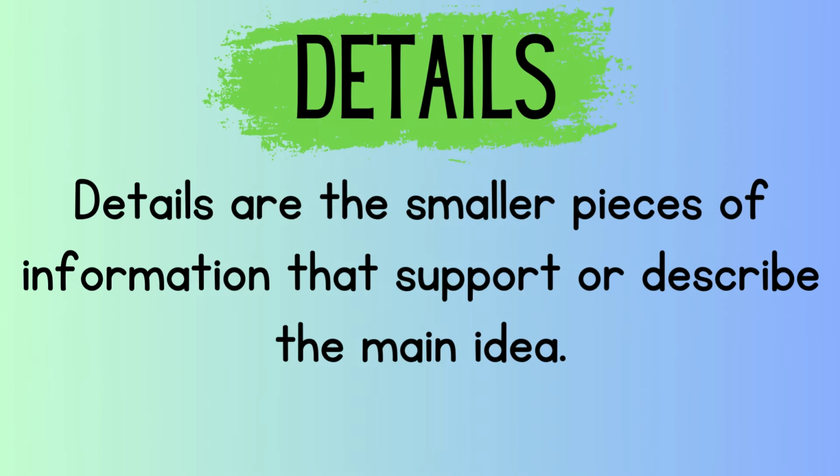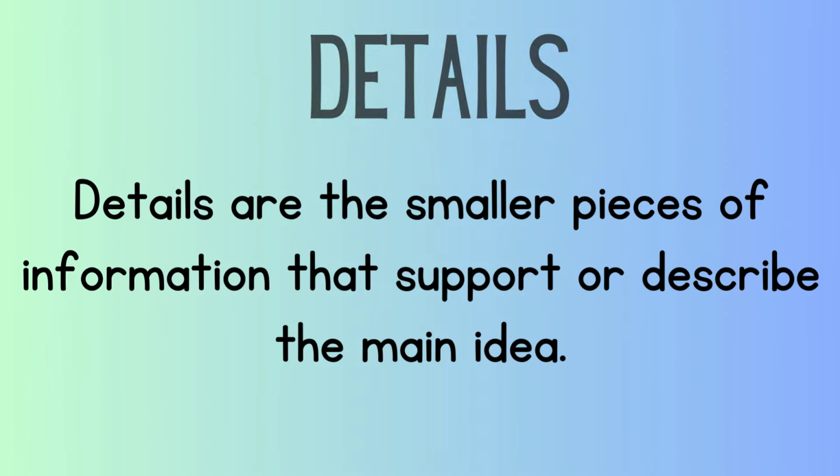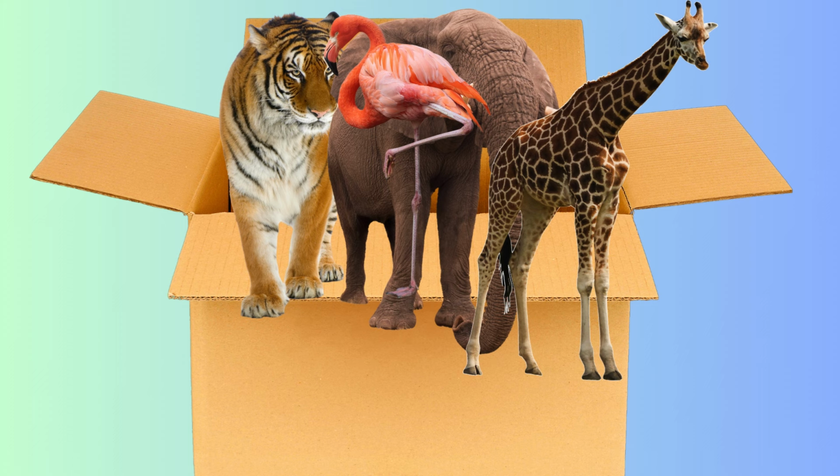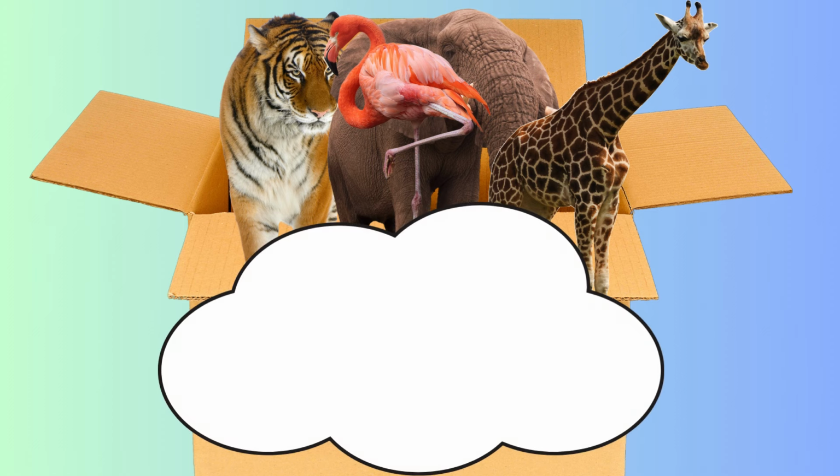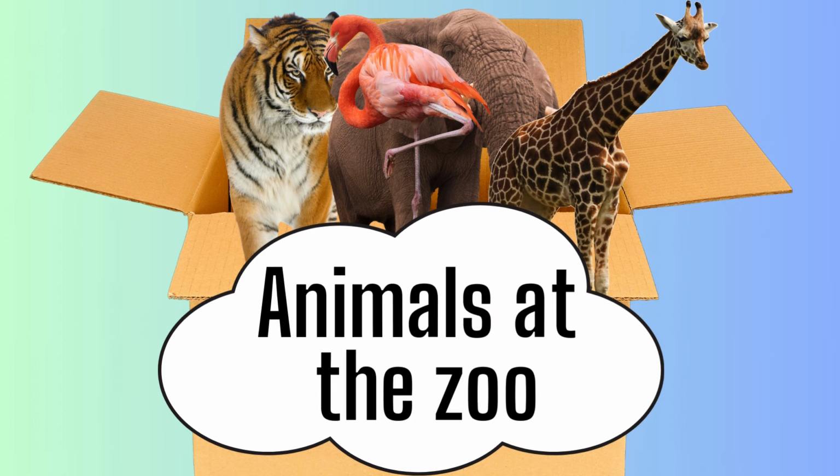So if we put these four details together, what do we get for a main idea or a big idea? So if we didn't say each detail, but we just said the main or big idea, we might say animals at the zoo, or maybe animals in the wild.